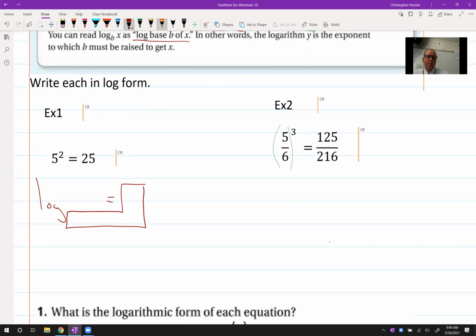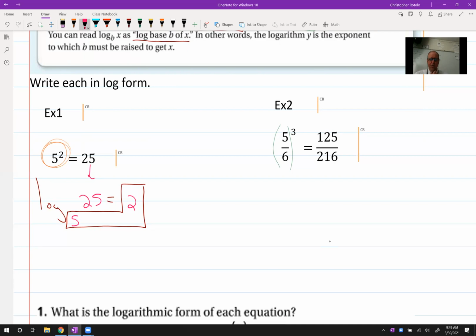Now in that L shape, I have to make sure I put in this base 5 to the second power. So my leftover number has to be 25. So we're saying log base 5 of 25 is 2. Now, how's that work? We're saying, well, how many 5s, right? If I count by multiples of 5, do I need to get 25? Well, that's 2. So that's how it works.